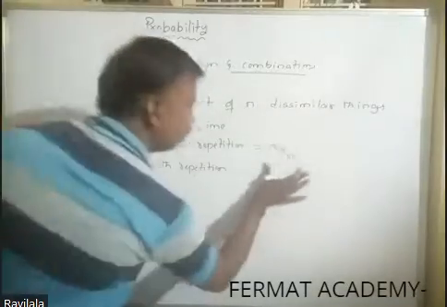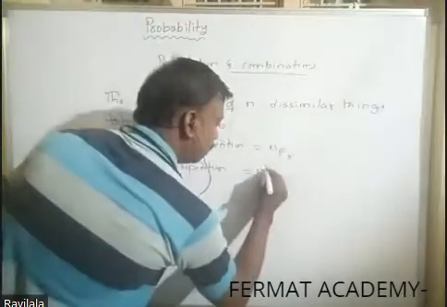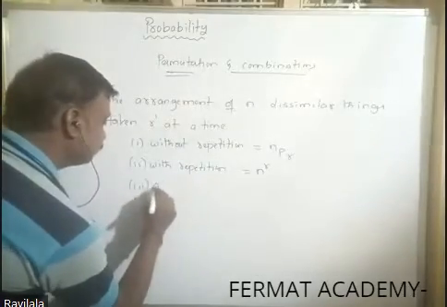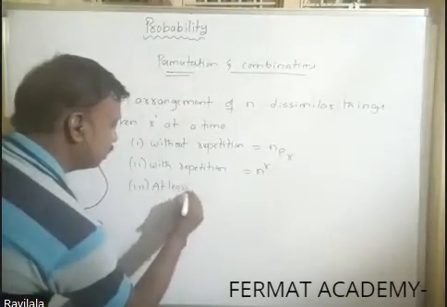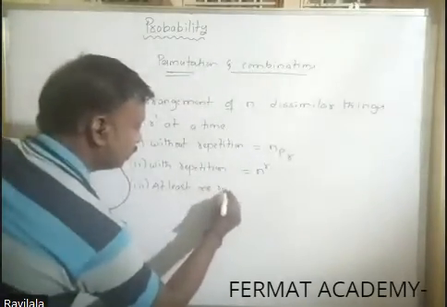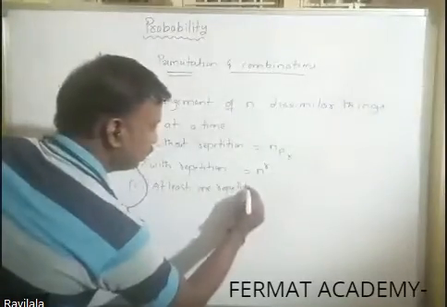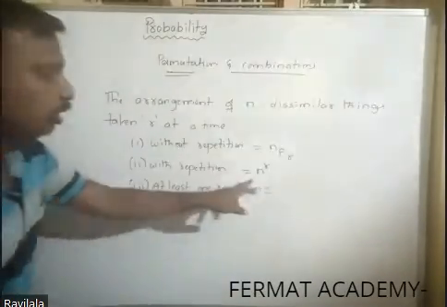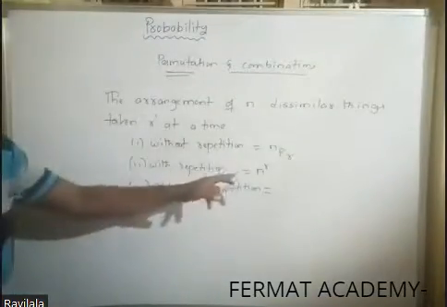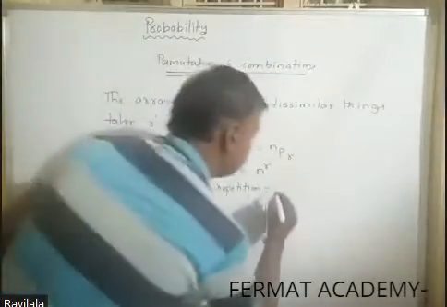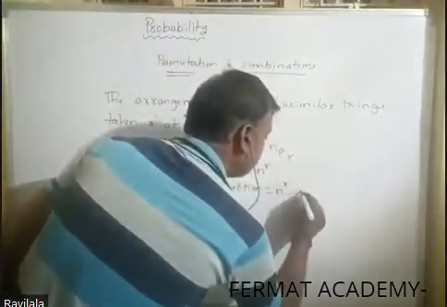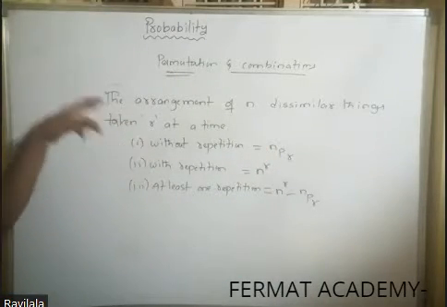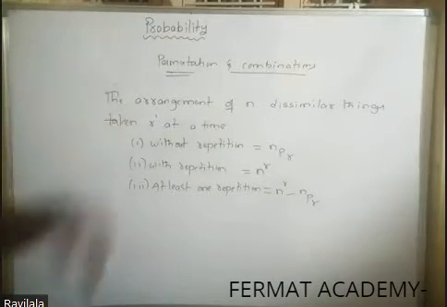With repetition, our formula is n power r, and the third one is at least one repetition. At least one repetition is equal to n power r minus nPr. Total arrangements come under the with repetition case. Therefore, at least one repetition is equal to n power r minus nPr. And these are the basic concepts in permutations.